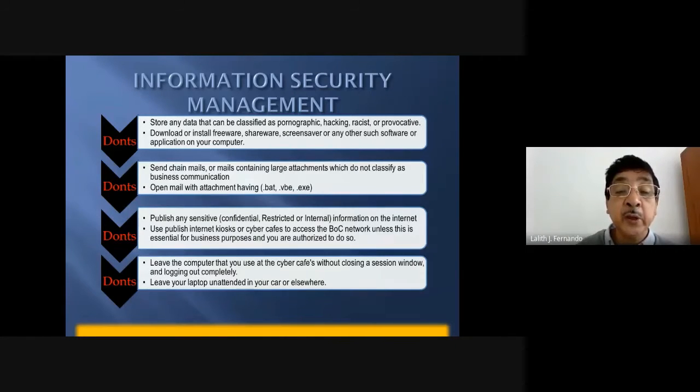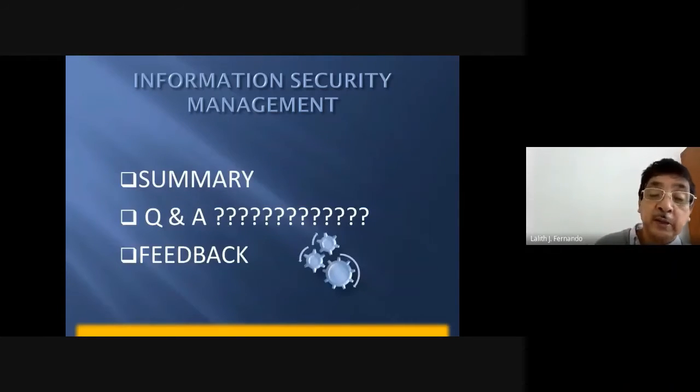Now, you have to be very careful with this type of files. If an attachment is of the type .bat, .vb, or .exe, you should not open these mails. Then do not publish any sensitive information on the internet. Do not use public internet kiosks or cyber cafes to access the network unless this is essential for business purposes. And do not leave the computer that you use at cyber cafes without closing the session window and logging out completely. All these things are general instructions where you can deal with information security.